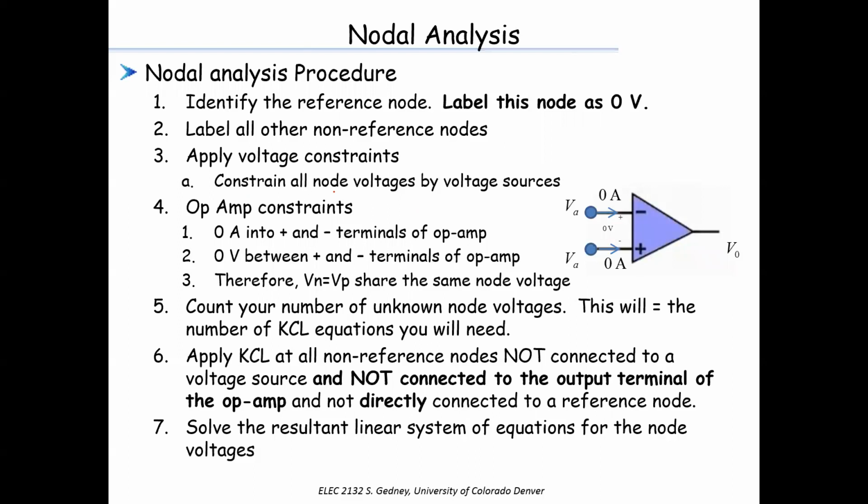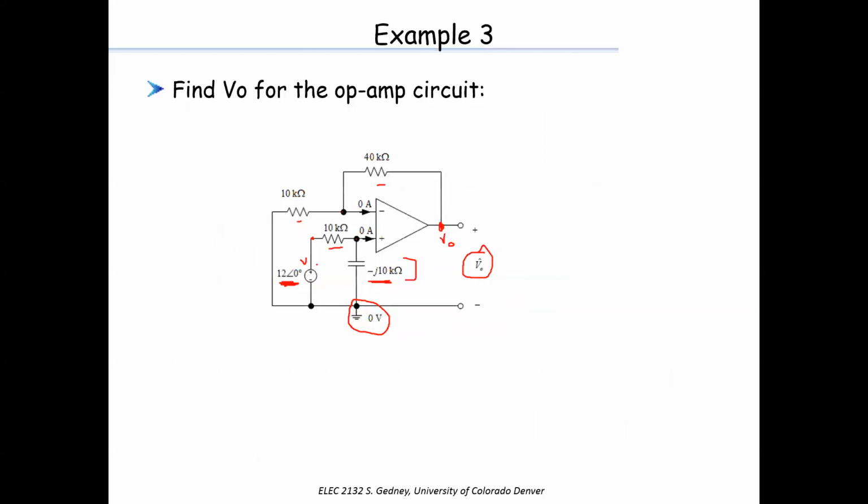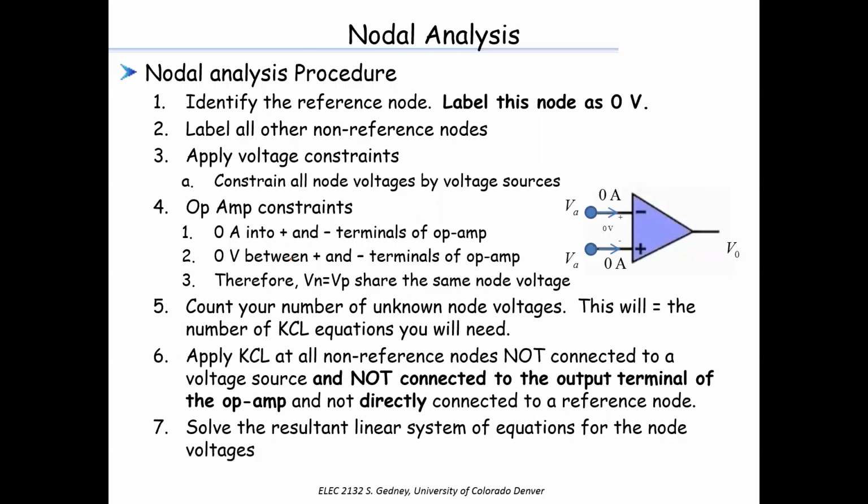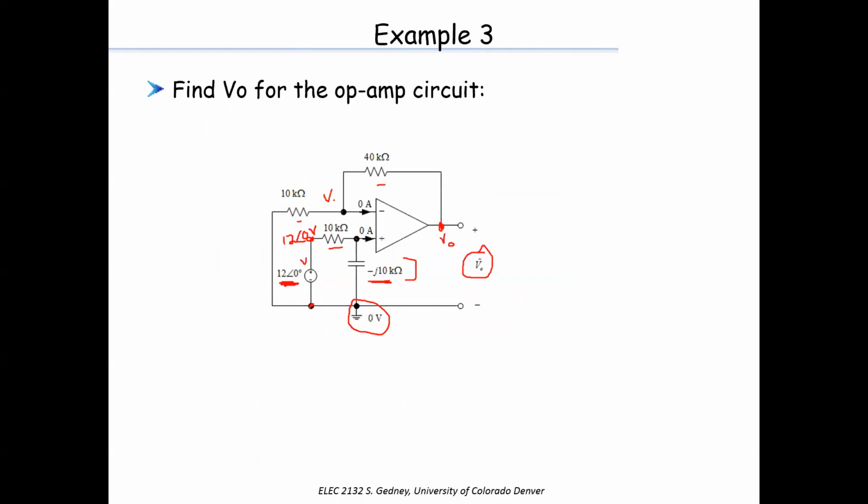Next, we apply our voltage constraints. We constrain all node voltages by voltage sources. Well, here, this node is constrained by this 12 volt angle zero source, which is between that node and ground, so I can just label this node voltage 12 angle zero volts. All right, so the voltage constraint immediately tells me what that node voltage is. Now I have my op-amp constraints. Op-amp constraints say I must have 0 amps flowing in, and I must have 0 volts across the inputs of the op-amp, which means that the voltages of the negative and the positive terminals must be equal. So the negative and positive terminals share the same voltage. Both of these are at some potential, which I will call VA, for example.